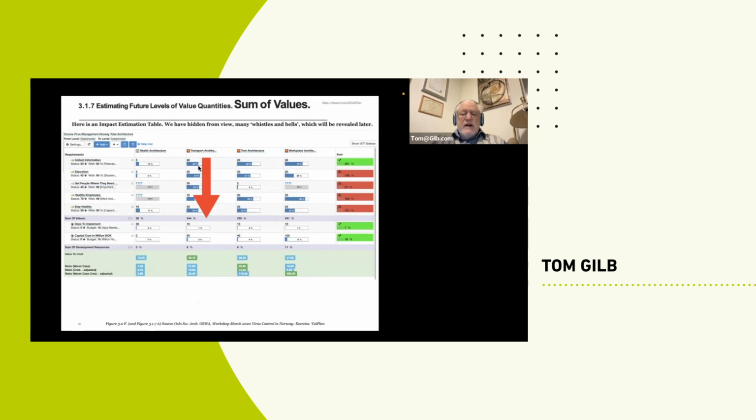So here is a little bit more detail. Here we have the values estimated for the transport architecture on our different qualities. And then we're adding them up, the 50 and 57 and 53, and we get 244, okay? Now you can see that 244 isn't very much different from 235 or 241.